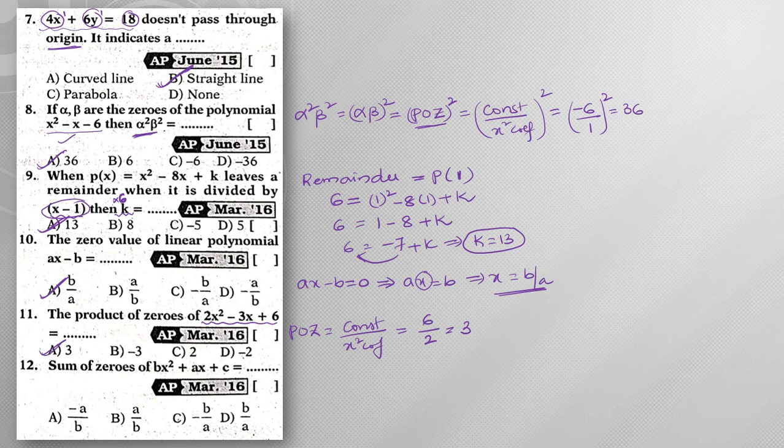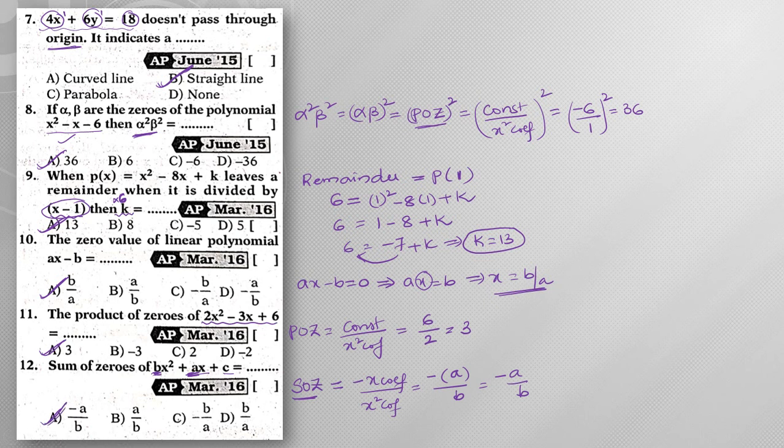Next, sum of zeros of bx square plus ax plus c. This is also a quadratic polynomial. Whenever you have a quadratic polynomial, the sum of zeros is given by minus x coefficient by x square coefficient. So minus of, what is the x coefficient here? The x coefficient is a, and the x square coefficient is b. Which gives me minus a by b. Hence the answer is minus a by b.